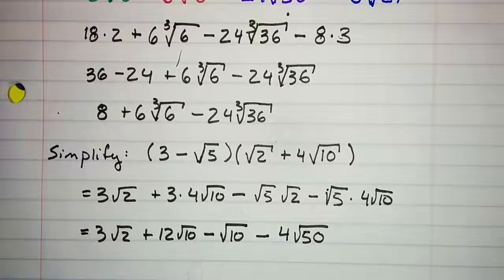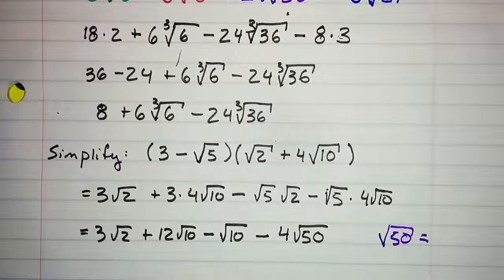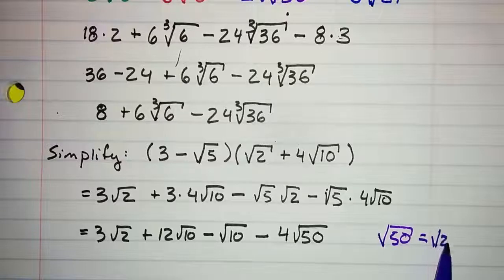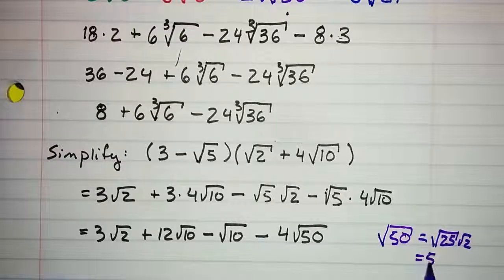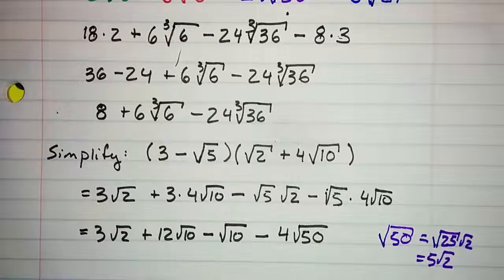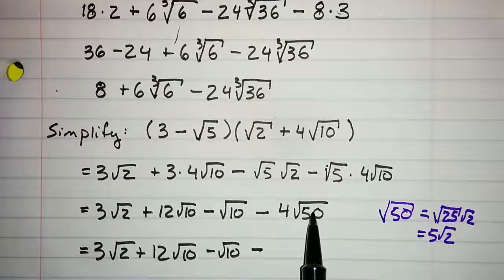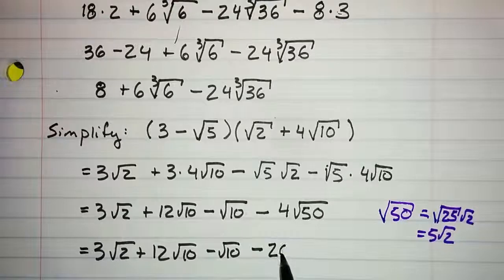Root 10 I know I can't simplify, but off to the side here I'm going to simplify root 50. 50 is 25 times 2. So this is going to be 5 root 2. And if you didn't spot that 25 was a perfect square factor immediately, you could also go to the prime factorization. 4 times root 50 is 4 times 5 root 2, so it's 20 root 2.